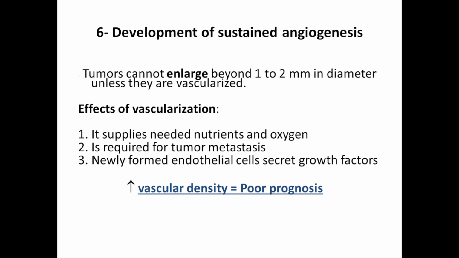So how can the tumor grow until it reaches 5 to 6 centimeters? This happens through the ability of the tumor to form new blood vessels inside the tumor to supply it with nutrients and oxygen, to enable the tumor cells to metastasize and to secrete more and more growth factors to aid in the proliferation of this tumor.